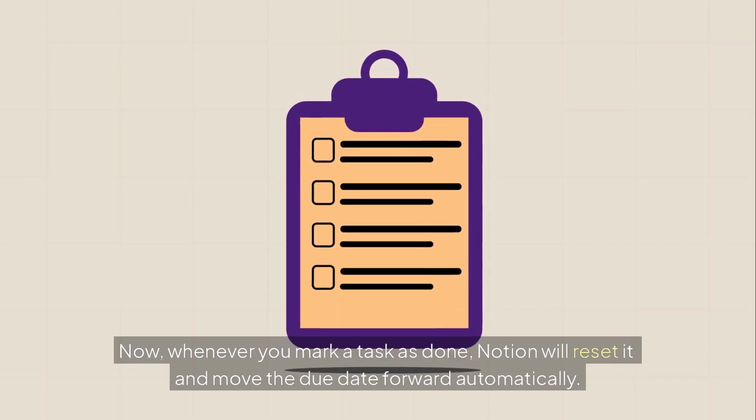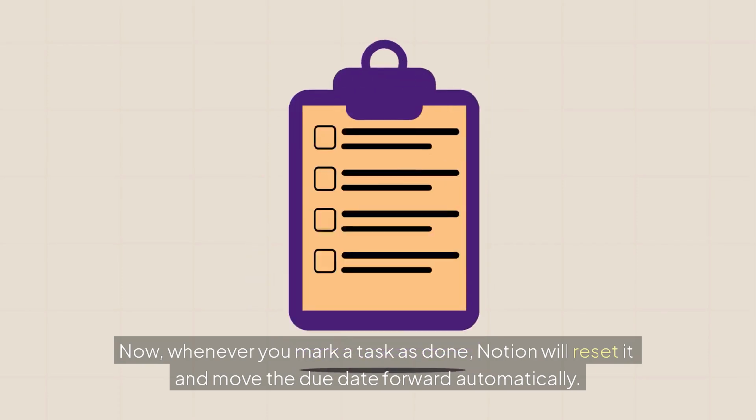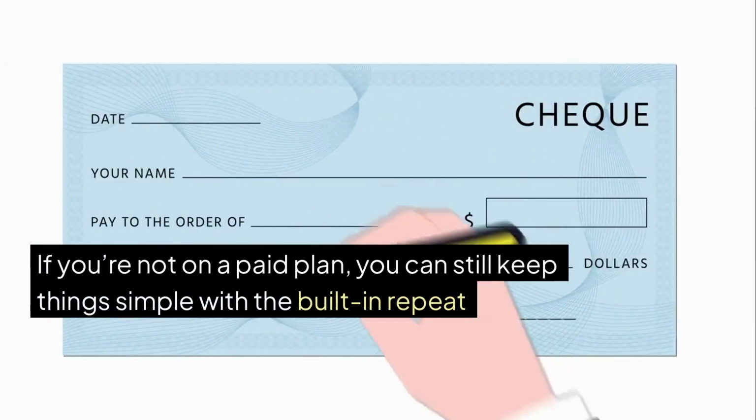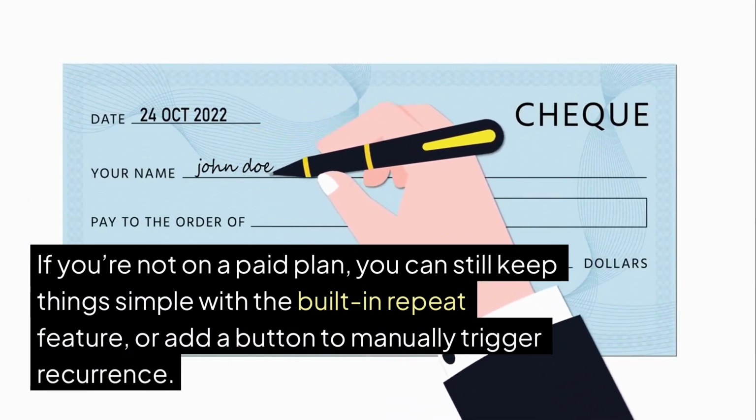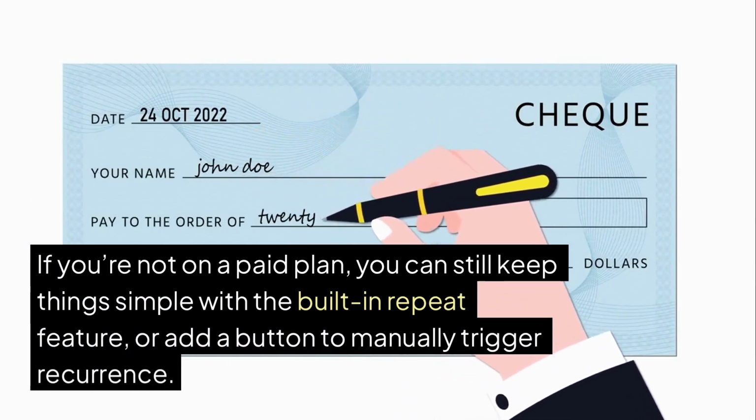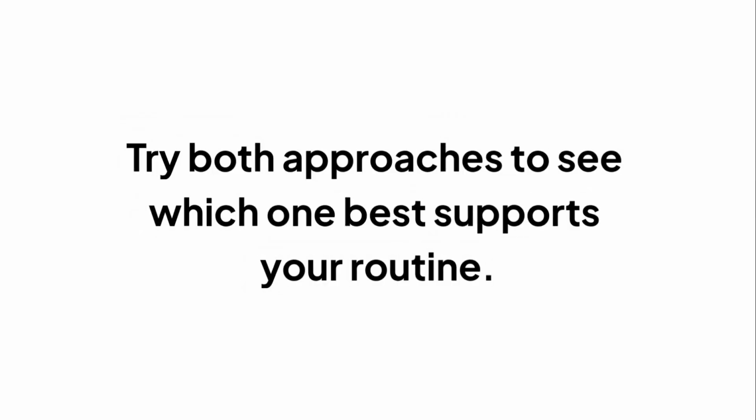Save the automation. Now, whenever you mark a task as done, Notion will reset it and move the due date forward automatically. If you're not on a paid plan, you can still keep things simple with the built-in repeat feature, or add a button to manually trigger recurrence. Try both approaches to see which one best supports your routine.